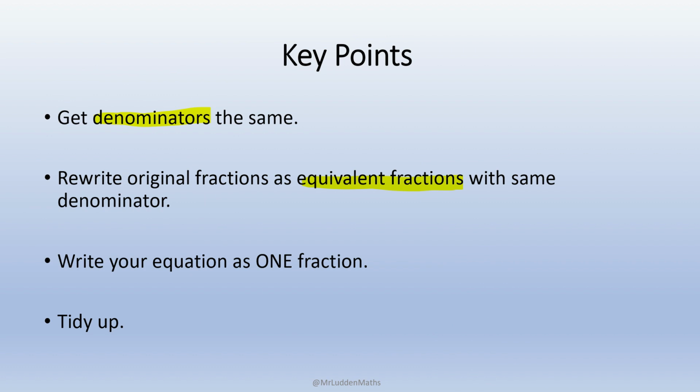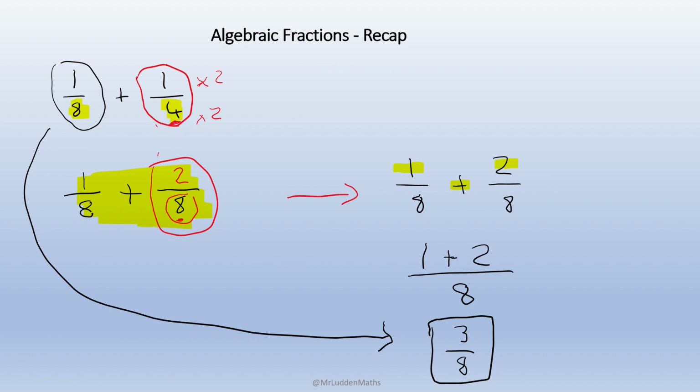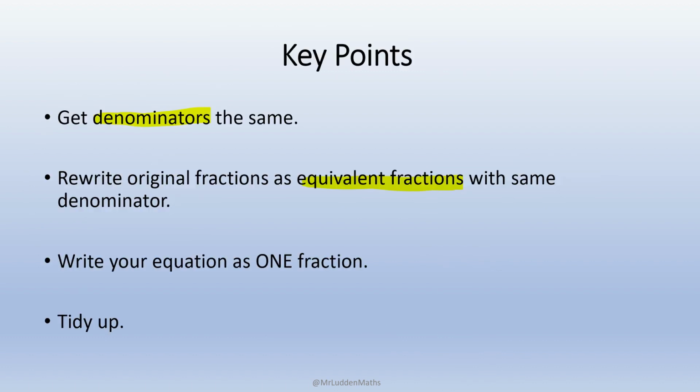Your third step is to rewrite your equation as one fraction. That's what I did over on this step here, 1/8 plus 2/8. I rewrote that as 1 plus 2 all over 8. And your last step is to tidy it up. So at the very end, I had my 1 plus 2 all over 8, and of course that was your 3/8, that was your answer. So rewrite as one fraction and tidy up. Those are your key points, and these aren't going to change for each of the questions that I'm going to do after this.